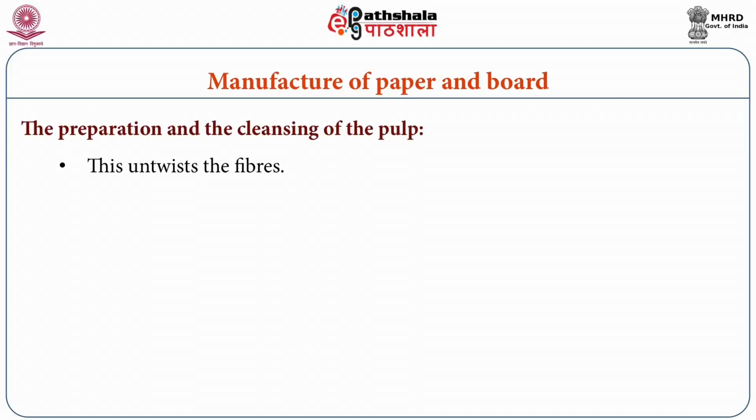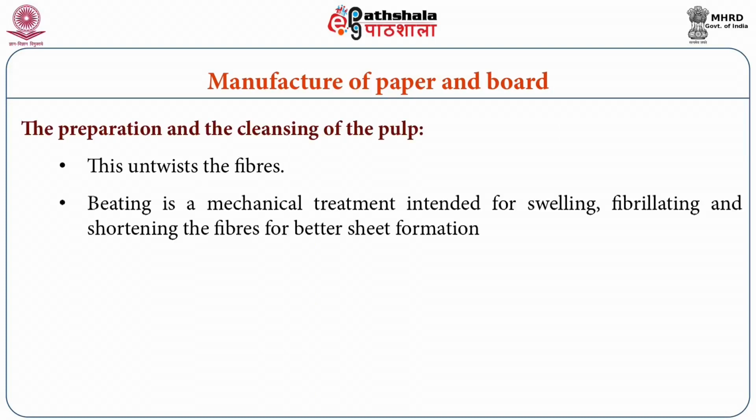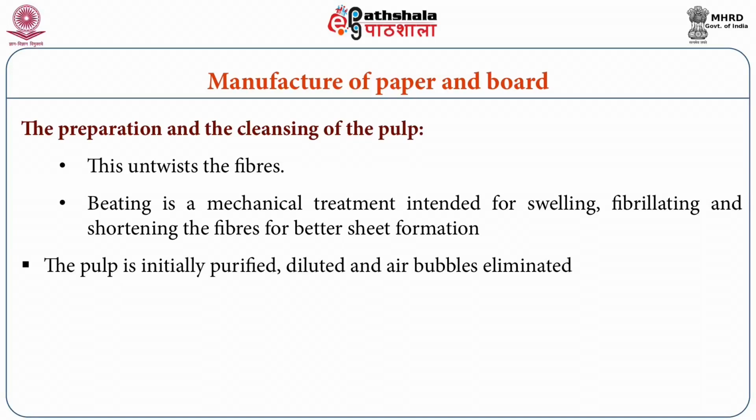This section untwists the fibers. Beating is a mechanical treatment intended for swelling, fibrillating, and shortening the fibers. The result is better sheet formation and the development of the paper's mechanical properties. Before sending to the paper machine, the pulp is initially purified, diluted, and air bubbles are eliminated. Sometimes pulp is also bleached if made from recycled paper, as recycled paper gives a greyish tinge, so bleaching is necessary.